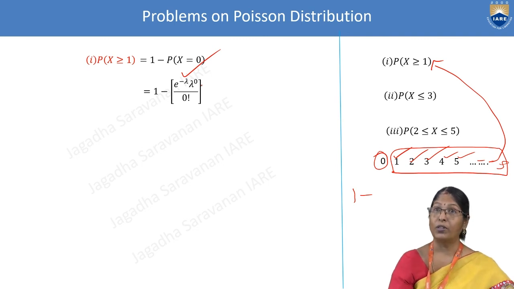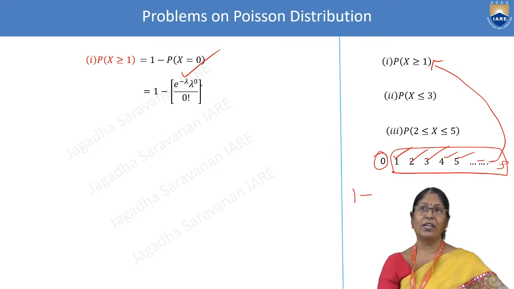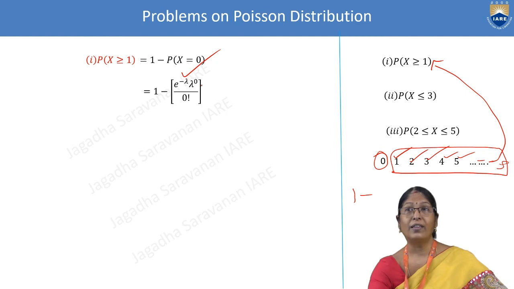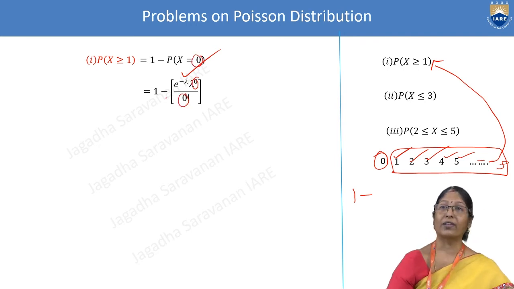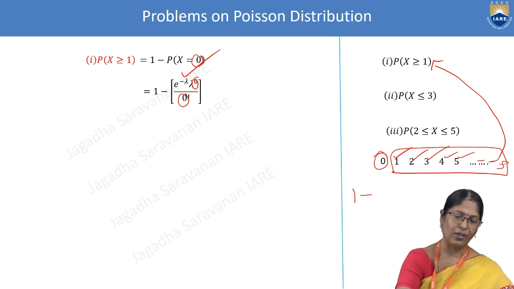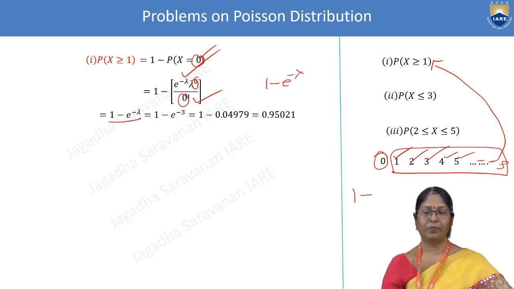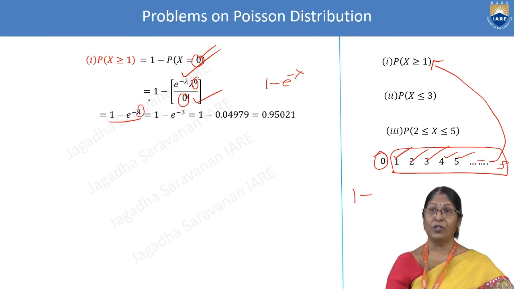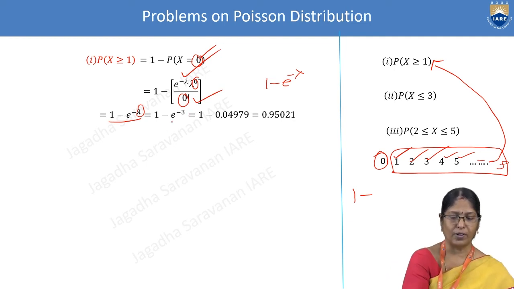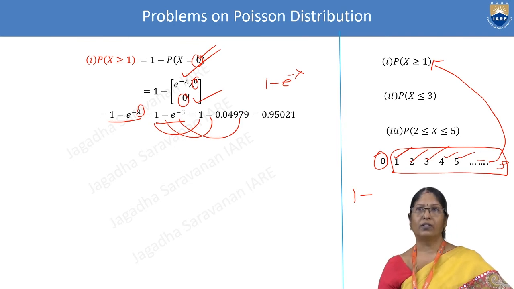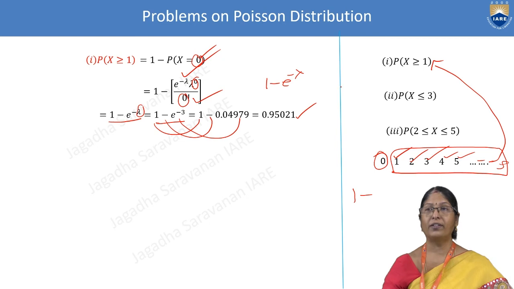The Poisson distribution formula is e power minus lambda into lambda power x by x factorial. In the place of x, 0 is there. So x appearing in 2 places is replaced with our specific target 0. Lambda power 0 is 1, and 0 factorial is 1. So 1 minus e power minus lambda, that's what is written here. Lambda we solved and got as 3. So 1 is written as it is, minus is written as it is, and e power minus 3 value is 0.04979.